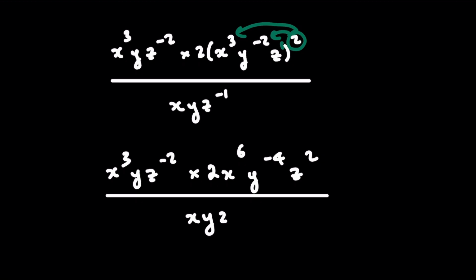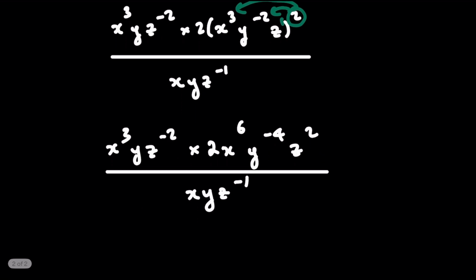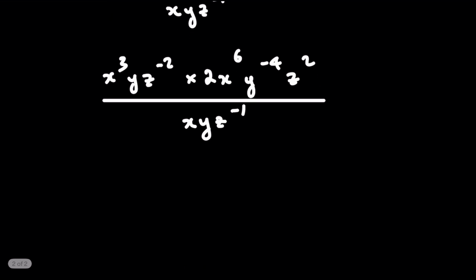All over x, y, z to the power of minus 1. Now let's work through it individually. We can see that on the numerator, we're doing x cubed times x to the power of 6. So all that means is we add the indices together to get x to the power of 9.